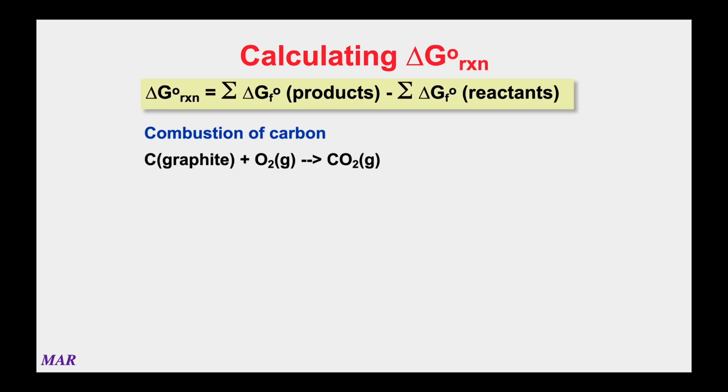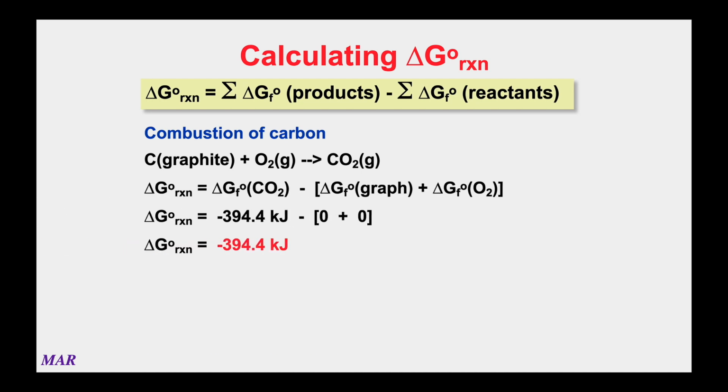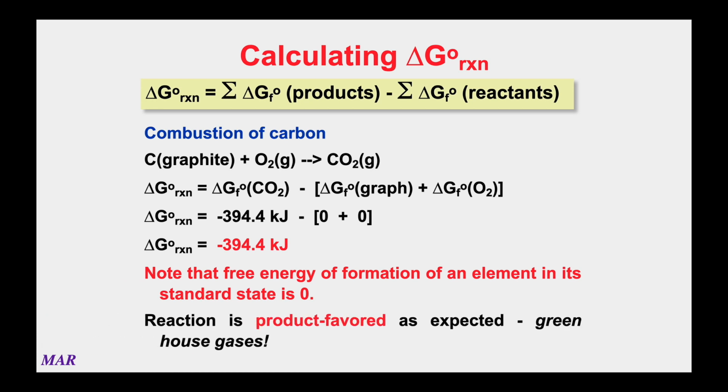Let's figure out the delta G of some other reactions. Let's combust carbon into carbon dioxide, so graphite plus oxygen making CO2. Products minus reactants: graphite and oxygen are both 0, like we talked about, giving negative 394.4 kilojoules. This says that forming CO2 is spontaneous. It's a negative delta G value. Carbon dioxide should form easily, and it absolutely does. Unfortunately for us, it forms too easily.